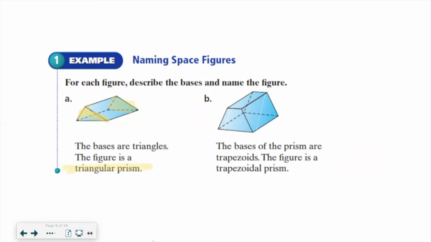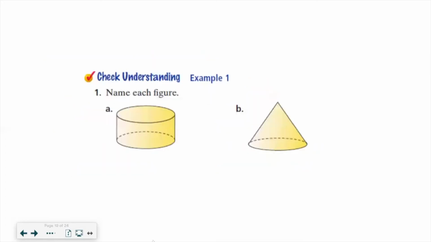On this one, hopefully you can see that there's a trapezoid here and one opposite of it. Those would make them bases, and the other faces are all rectangular, so we would call this a trapezoidal prism. So you can see that the base shape can be any kind of polygon. A has how many bases? Two bases, and because they're circles, that makes it a cylinder. This has one base, which is a circle, which makes it a cone.